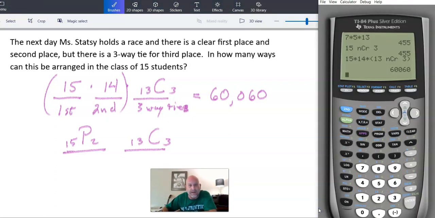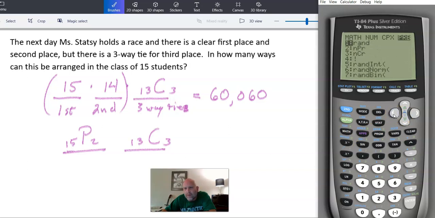Right? So let's go ahead and do that here. So we have, let's see here, where to go. 15, math, probability, we want 3. Oh, I did the wrong one. Doggone it. Can I delete there? Yeah, there we go. So we want math, probability. I want 2, excuse me. The first one is NPR. Right? So it's 15 permuted by 2.